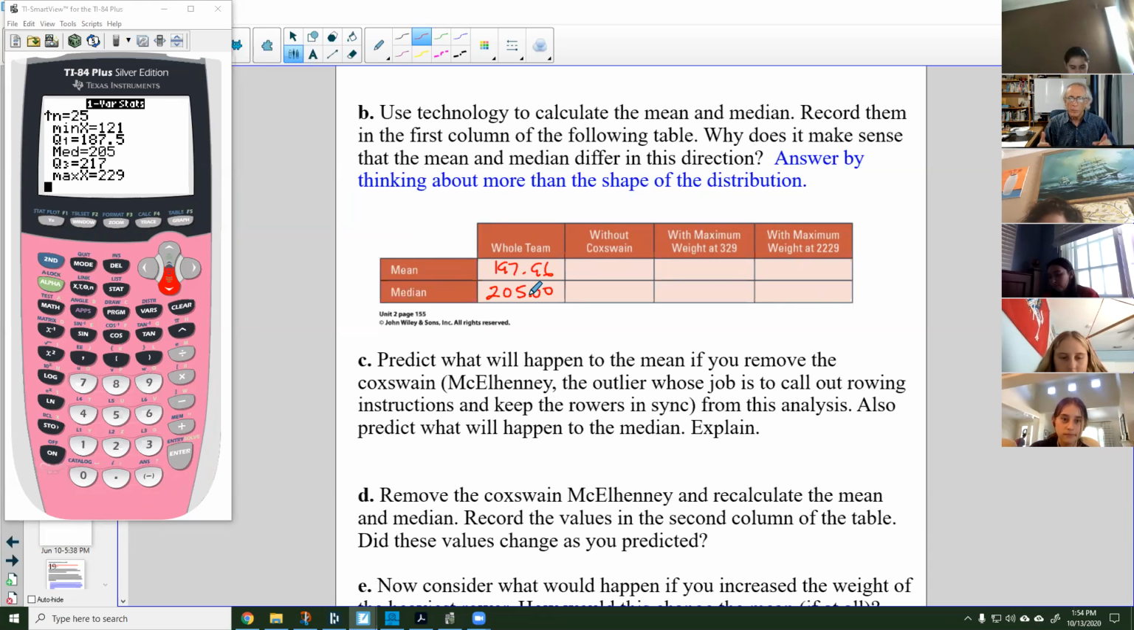So most of you, when you got these statistics that we just did here, used the rower's weight list, the RWGHT list, right? Okay. So the next question says, well, I would like to know what is the mean and the median of this data, but without the coxswain, without the lightest person, okay?